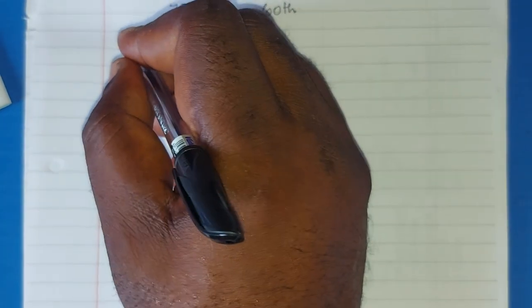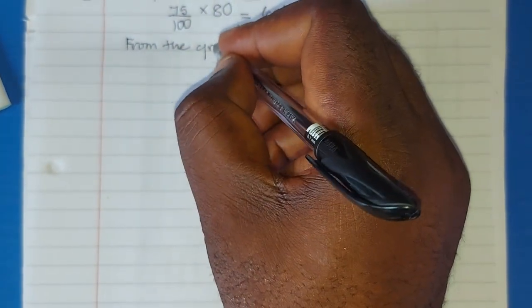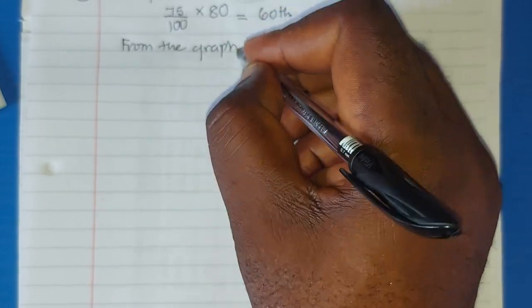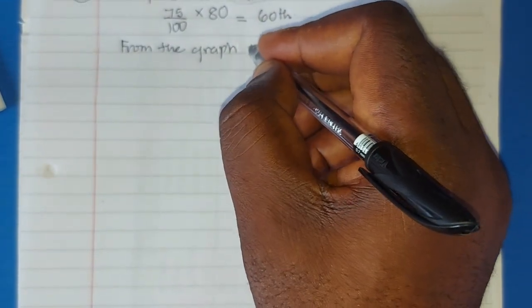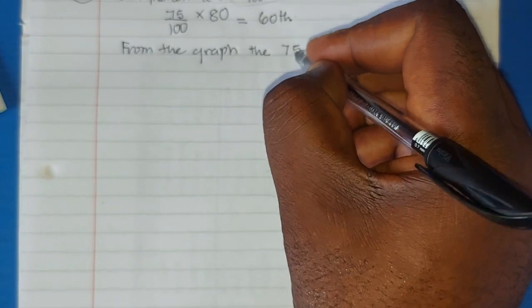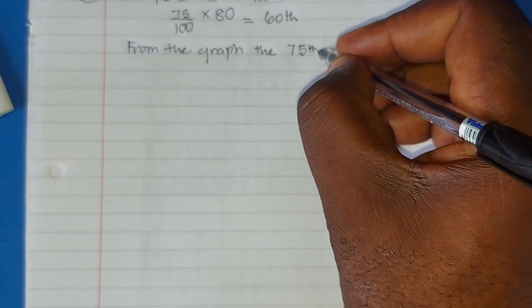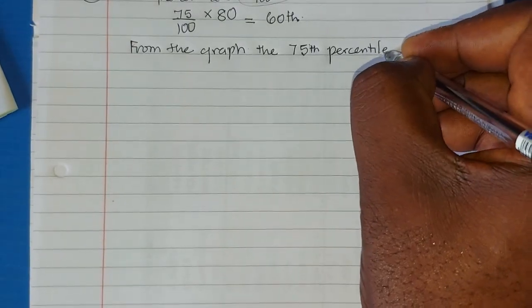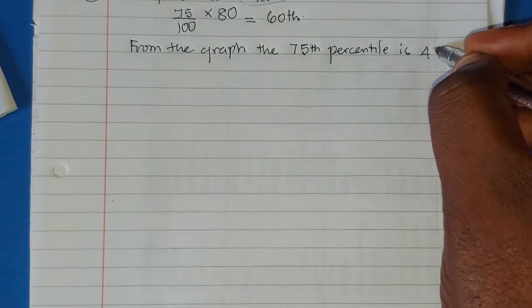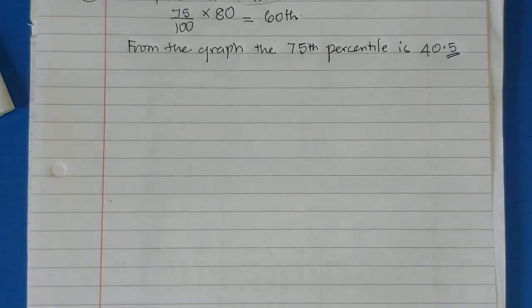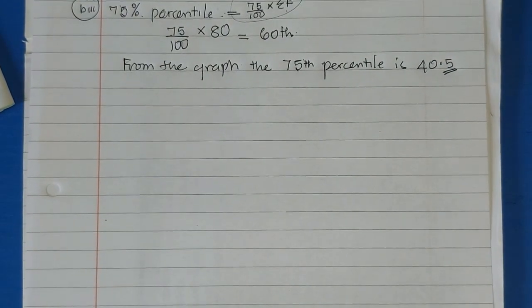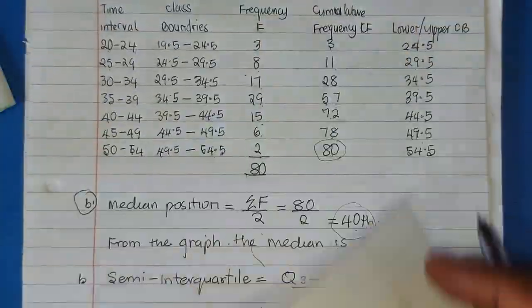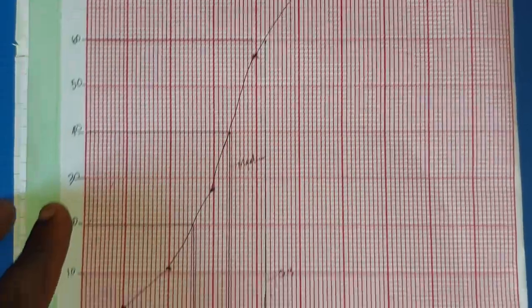So from the graph, you don't need to go to the graph again. The 75th percentile is 40.5, and that ends the question. You can pause your video to look at the graph.